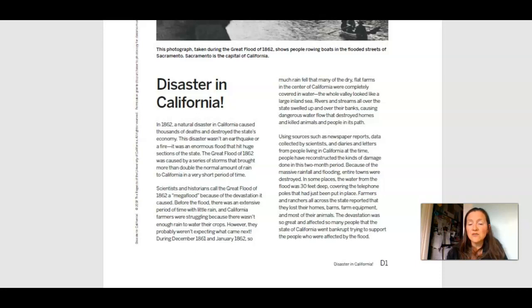Because of this massive rainfall and flooding, entire towns were destroyed. In some places, the water from the flood was 30 feet deep, covering the telephone poles that had just been put in place. Farmers and ranchers all across the state reported that they lost their homes, barns, farm equipment, and most of their animals. The devastation was so great and affected so many people that the state of California went bankrupt trying to support the people that were affected by the flood.